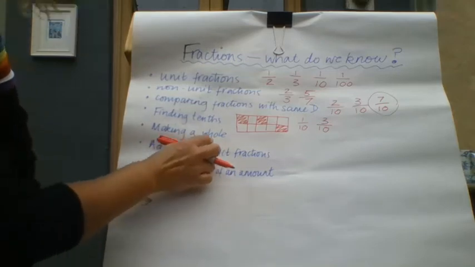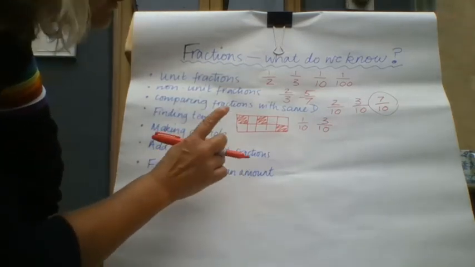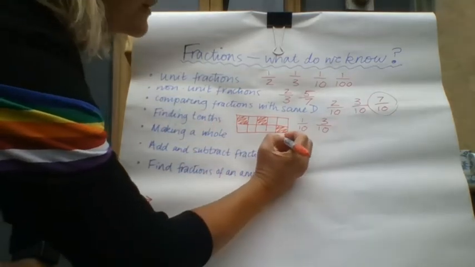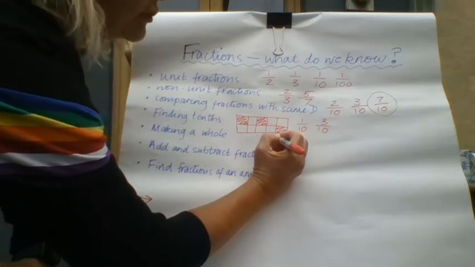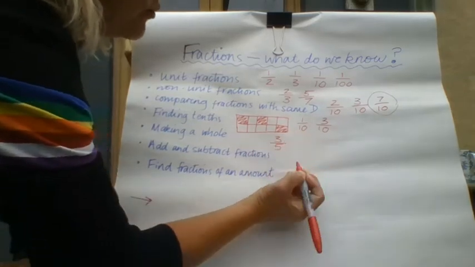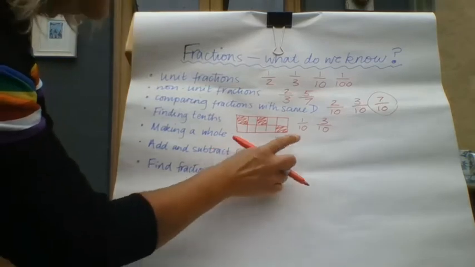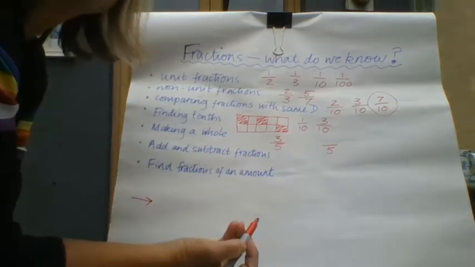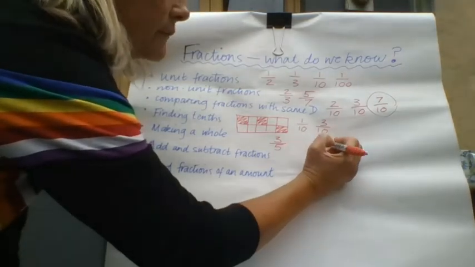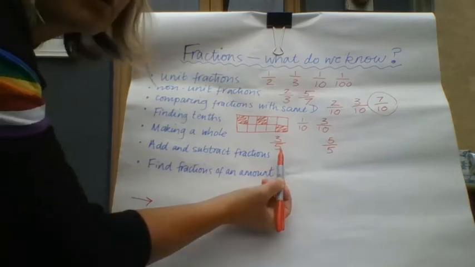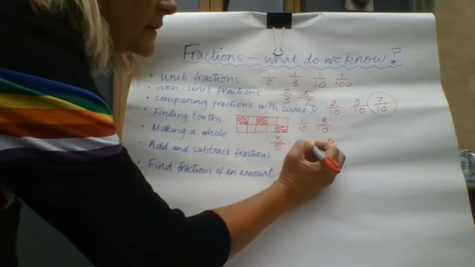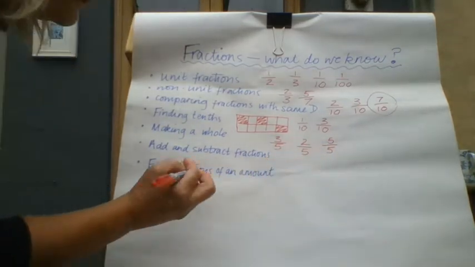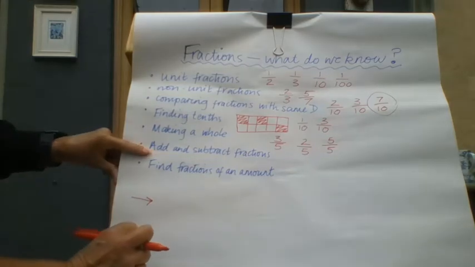We've also done some work on making a whole. That was this week, or last week, with Mr. Cottle's tutorial. If you have a fraction of 3/5, what would need to go with 3/5 to make one whole? If we're working in fifths, I know my whole would be 5 of those fifths, 5/5. So what goes with 3/5 to make 5/5? The answer is 2/5.